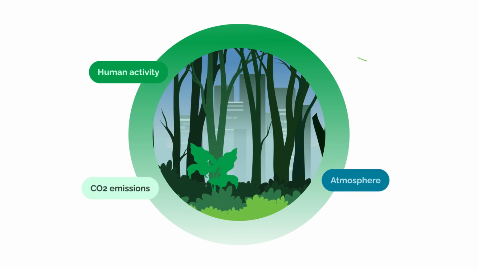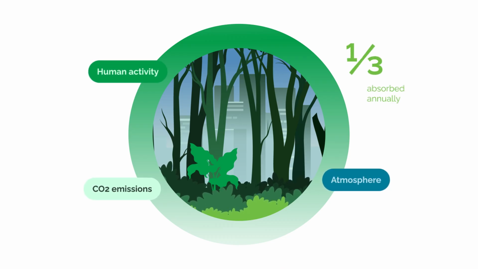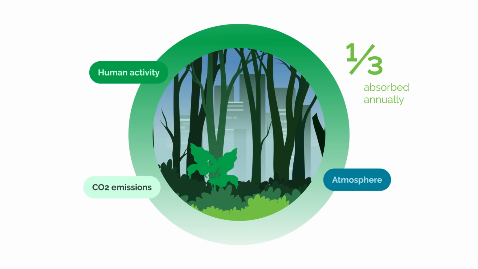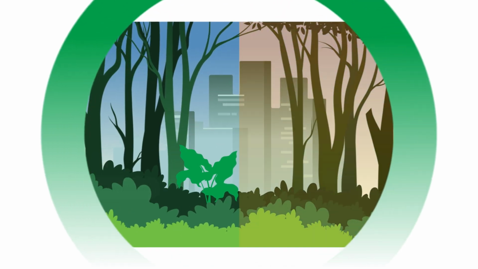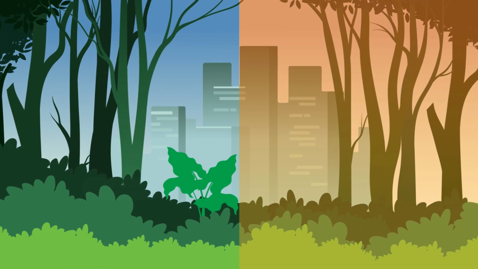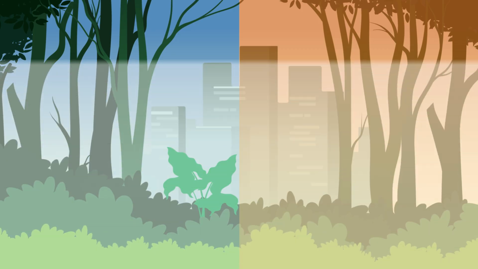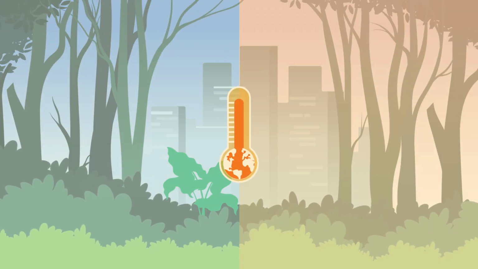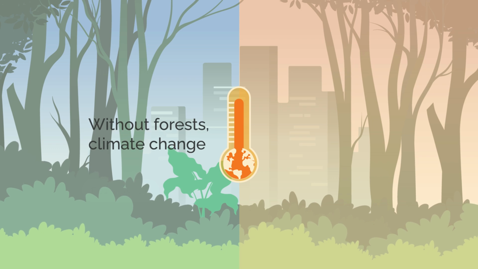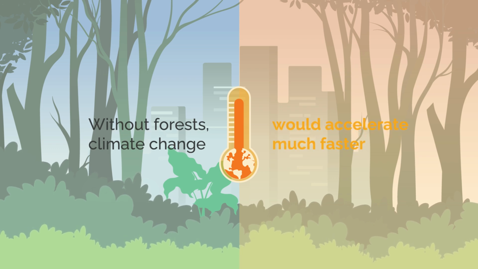Every year, human activity releases enormous amounts of CO2 into the atmosphere. Forests quietly absorb around 1/3 of that, acting as a giant natural brake on climate change. The problem is, you can't see this happening from space. There are no satellites measuring this uptake directly. That's why models are so critical.